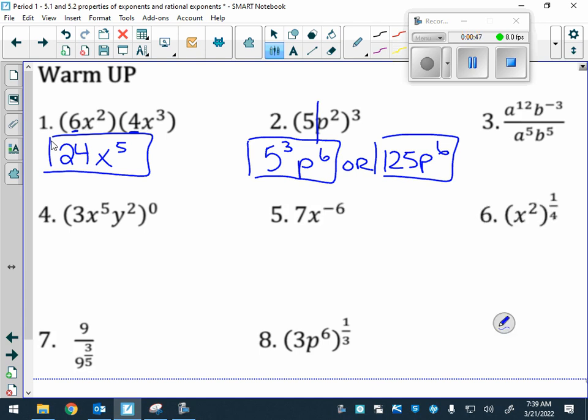And number 3, Liam? Excellent. A to the 7th, b to the 8th, negative exponent to make it positive goes to the denominator. Okay? How about number 4? Finn? 1. This whole thing is raised to the 0 exponent, so it's 1. How about number 5?